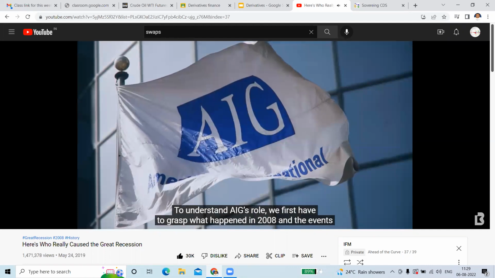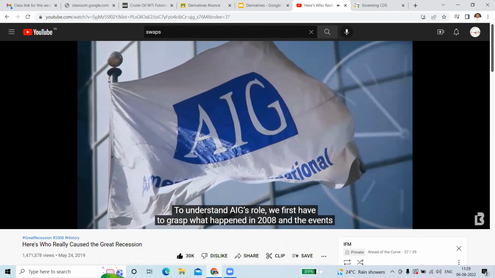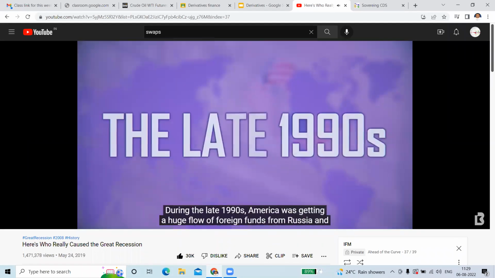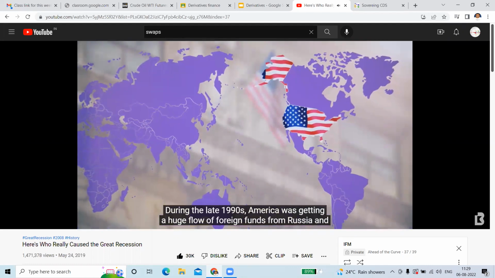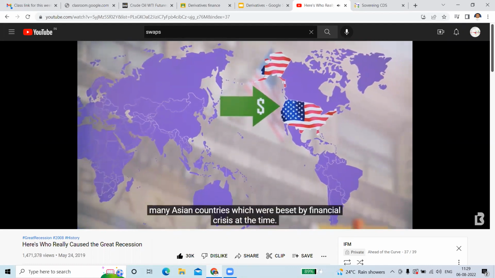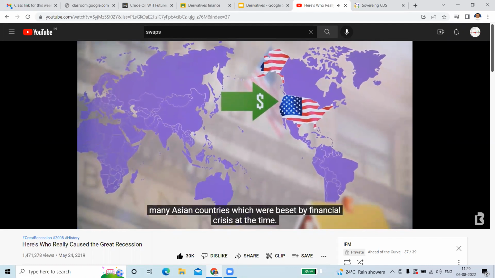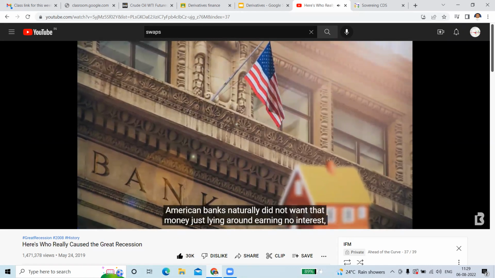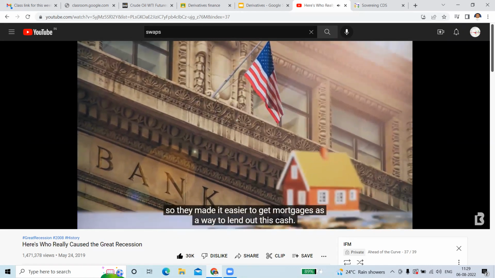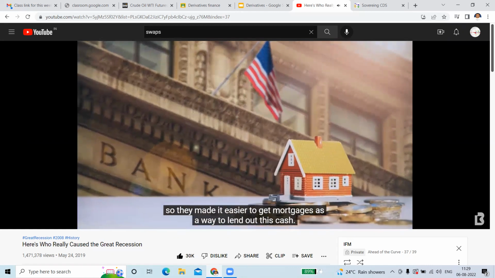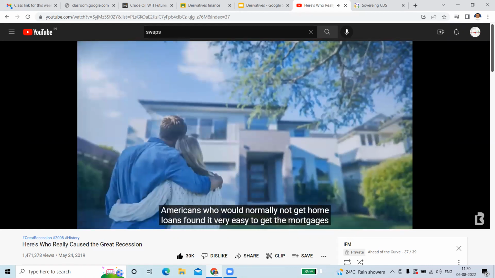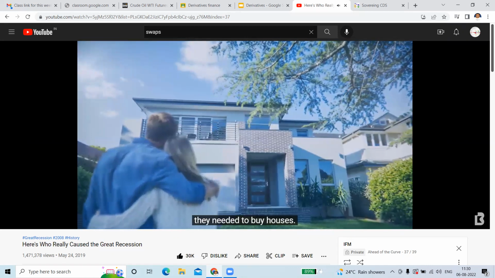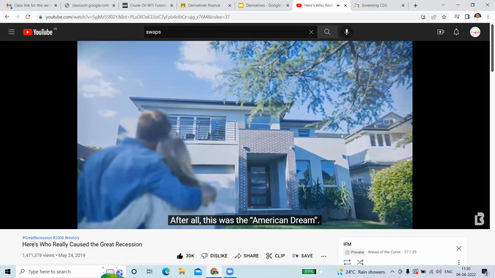To understand AIG's role, we first have to grasp what happened in 2008 and the events that led up to the crash. During the late 1990s, America was getting a huge flow of foreign funds from Russia and many Asian countries which were beset by financial crisis at the time. American banks naturally did not want that money just lying around earning no interest, so they made it easier to get mortgages as a way to lend out this cash. Americans who would normally not get home loans found it very easy to get the mortgages they needed to buy houses. After all, this was the American dream.